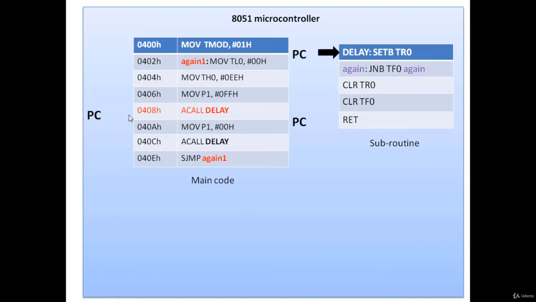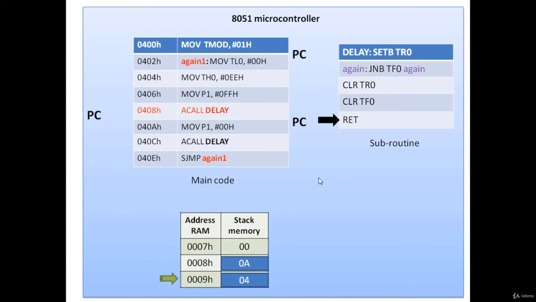Then the program counter will get transferred from the 0408 location to the address of the subroutine. It will perform the instructions present in the subroutine, and when the return instruction gets executed, it pops the data present on stack memory back to the program counter. So when it pops the content from stack memory, the program counter will point to the return address location, and it will execute the remaining instructions in the main code. So this is how ACALL instruction works. The similar working is true for LCALL instruction also.